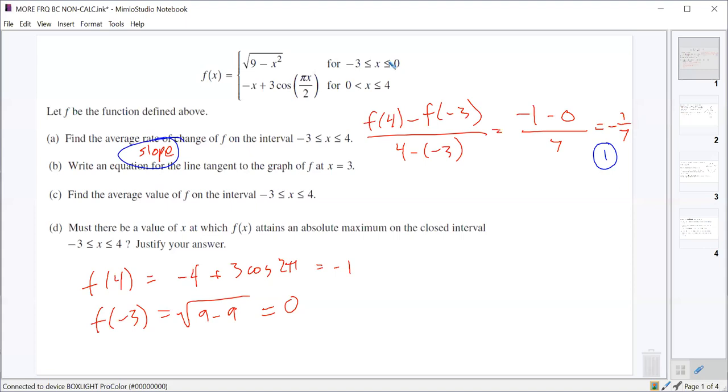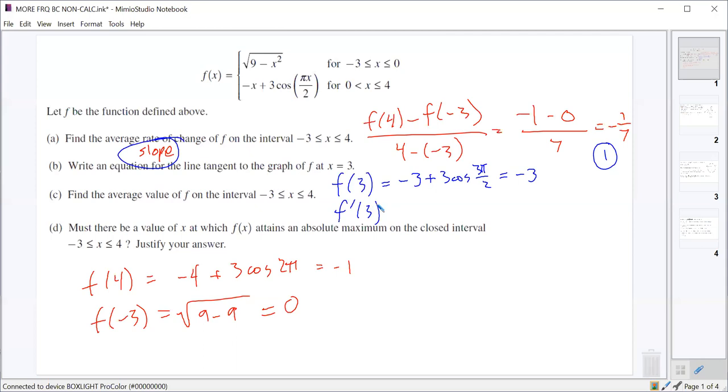All right, part B, we want to write an equation for the tangent line to f at x equals 3. So that means we need to find f of 3 and we need to find f prime of 3. So first off, f of 3 ought to be -3 plus 3 cosine 3 pi over 2. What's the cosine of 3 pi over 2? That's right. The cosine of 3 pi over 2 is 0. So -3 plus 3 times 0 is just -3.